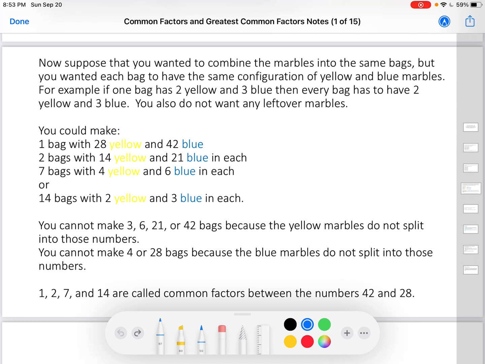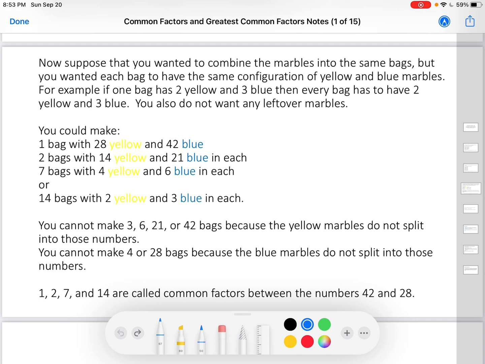So, you could make one bag with all the 28 yellow marbles and all the 42 blue marbles all in the same bag. You could make 2 bags with 14 yellow marbles and 21 blue marbles in each of the 2 bags. Or you could make 7 bags, each with 4 yellow marbles and 6 blue marbles in each bag. Or 14 bags with 2 yellow and 3 blue in each.